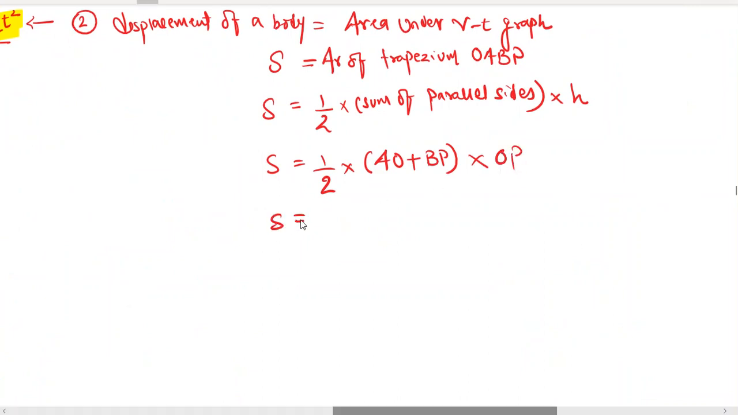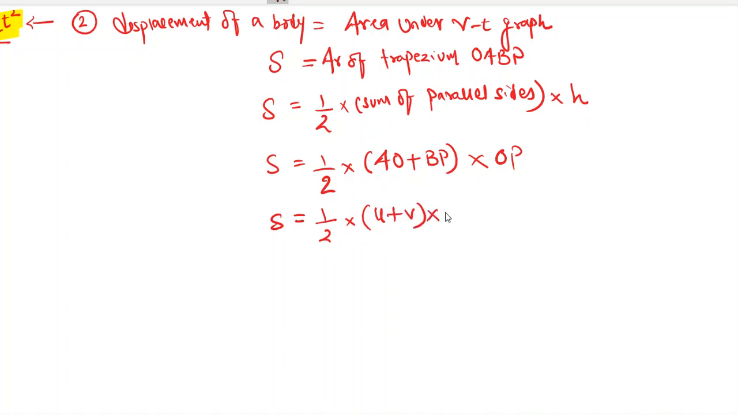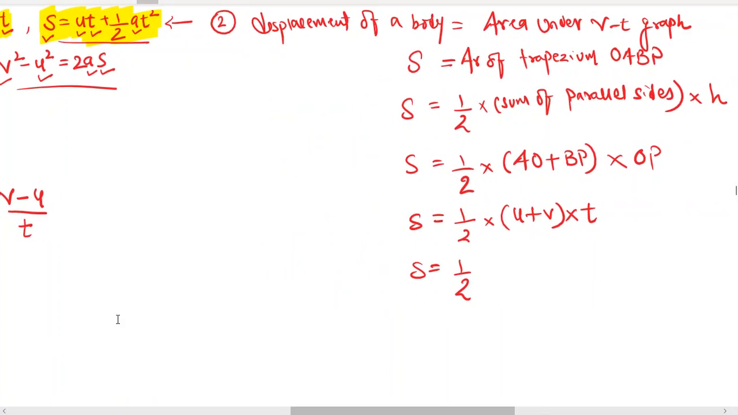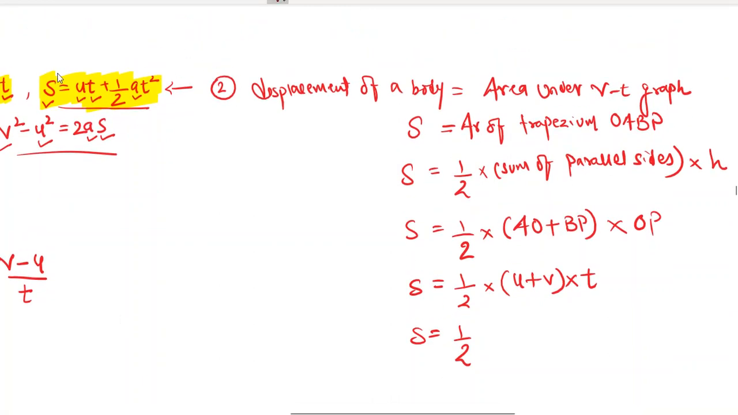Okay. So S is equal to half multiplied by, what is OA? If you look at your graph, OA is nothing but U. What is BP? BP is nothing but V. And what is OP? OP is T. Right? Now, see this equation. I would like to show you this equation so you will understand the justification for what I'm going to do now. The equation is S is equal to UT plus half AT square.